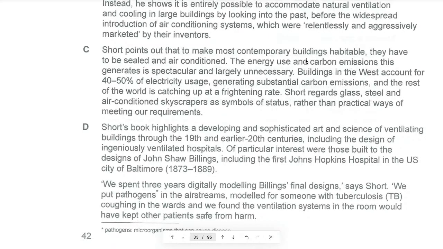Buildings in the West account for 40 to 50% of electricity usage, generating substantial carbon emissions, and the rest of the world is catching up at a frightening rate. Yes, buildings in the West account for 40 to 50% of electricity usage, generating substantial carbon emissions, and the rest of the world is catching up at a frightening rate. Now, explain that.